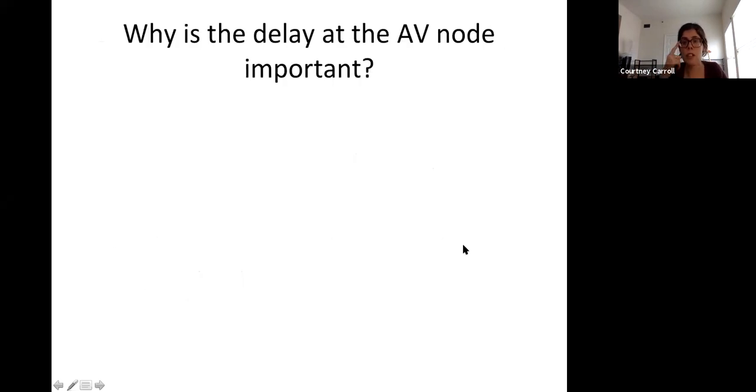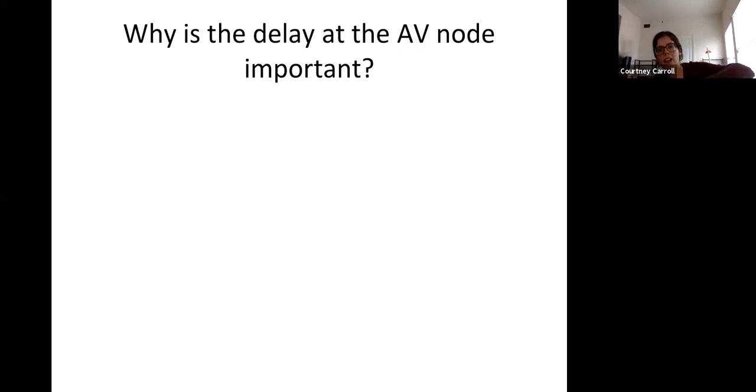But first, the delay in the AV node. I want you to take a minute and think about this. Why is that delay important? We spread to the atria, we pause, we spread to the ventricles. This delay allows us to have a rhythmic contraction of our heart. It allows our atria to finish their contraction before we contract the cells of our ventricles. If you imagine the blood flow that we learned about last week, if we started to contract the atria and the ventricles at the same time, the blood would really get all messed up, right?